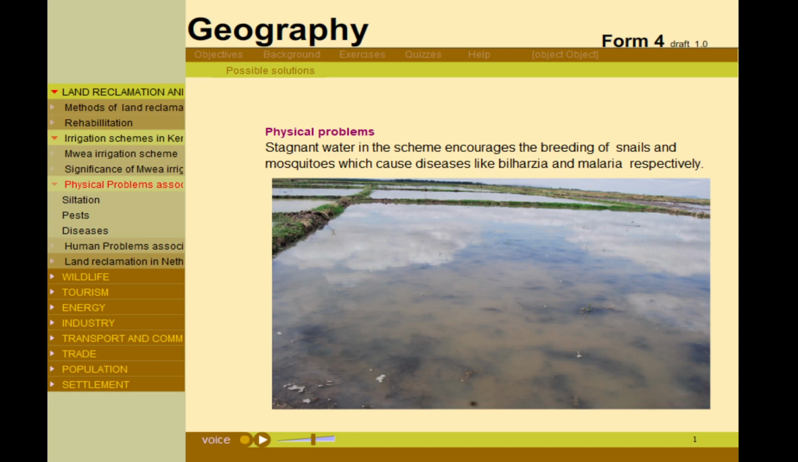Diseases such as caseworm, stalk-eyed fly, and leaf miner attack the crop, lowering the yields. Pests such as quelea birds, which move in large flocks, feed on the rice grain, leading to a major loss of crops.